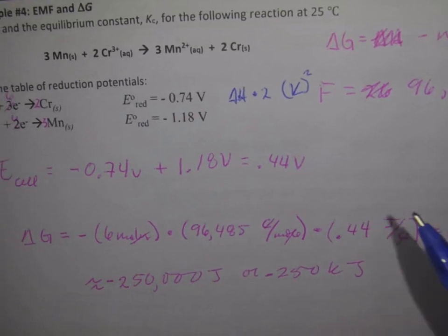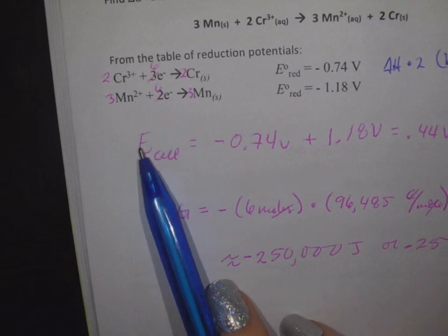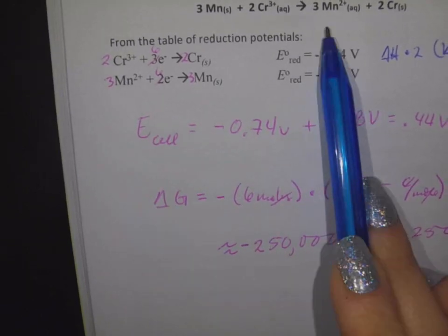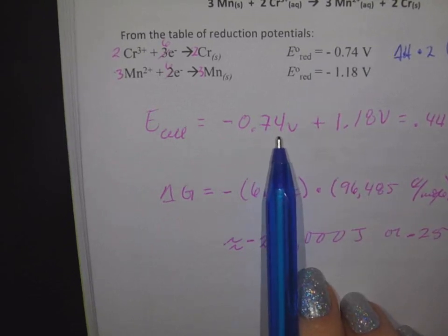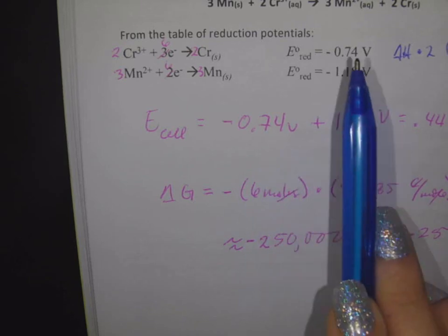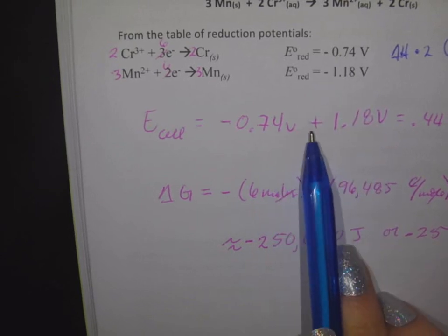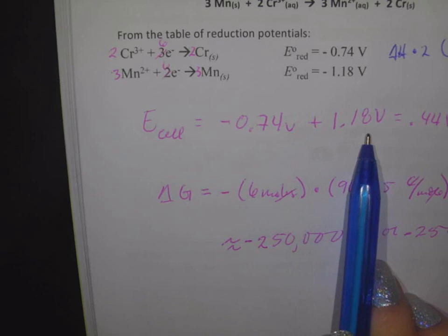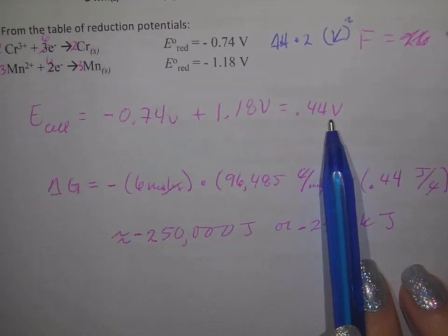Okay, so if I want this to be as big as it can be, oh, and they're both negative. So why did I choose 0.74 to go first then? That's the most positive. Yeah, exactly. Of the two options, it's closest to positive, right? And then I did minus the negative, and so then plus the 1.18 volts, and that gave me 0.44 volts. So that's my E cell.